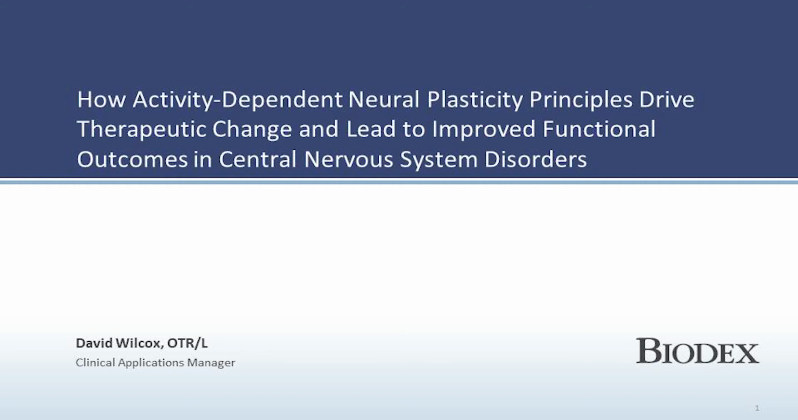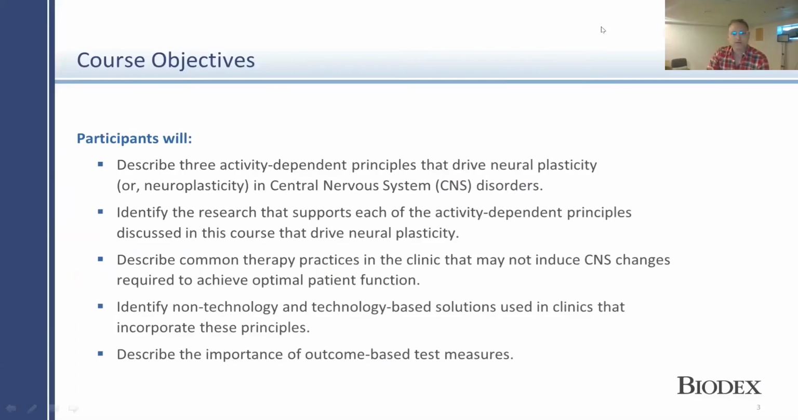Hi, everybody. Welcome to today's webinar. We're going to talk about some of these activity-dependent principles that drive neuroplasticity, that drive the changes in the brain that occur following a central nervous system disorder, whether it's traumatic brain injury, stroke, Parkinson's, and so forth. Of course, we have to tie that into some of the research too. But even with the research, I'm going to try to pepper in some of my own clinical expertise.